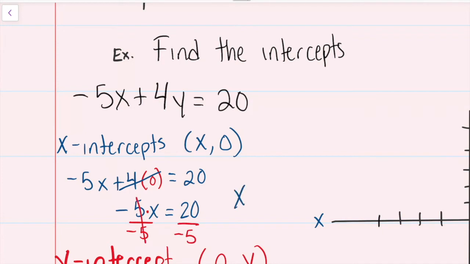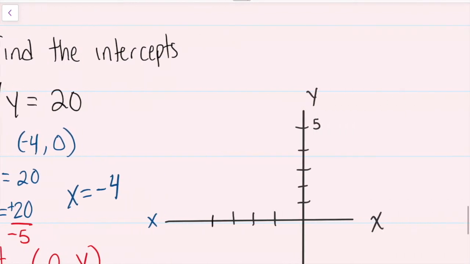So the x equals, what is 20 divided by 5? That's a 4. But what's a positive divided by a negative? That's a negative. So my point here, guys, is actually negative 4, 0. So in our graph, for the x, negative 1, negative 2, negative 3, negative 4, here is our first point. That's negative 4, 0.